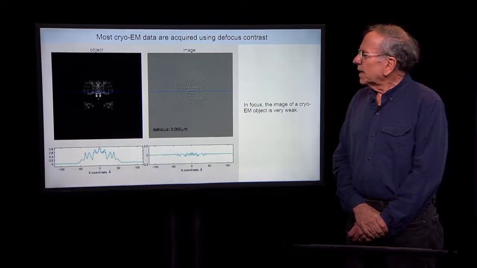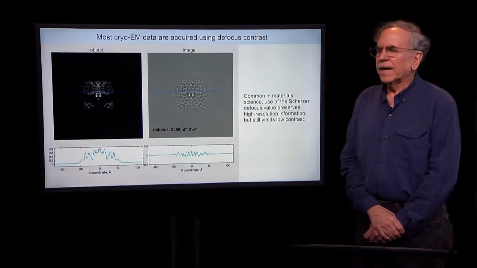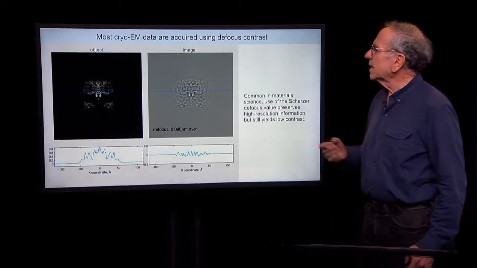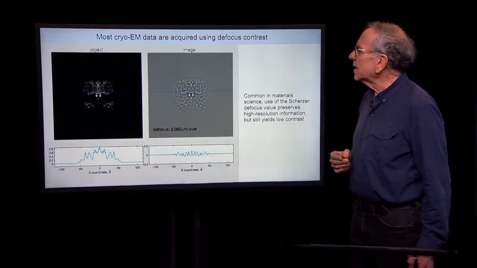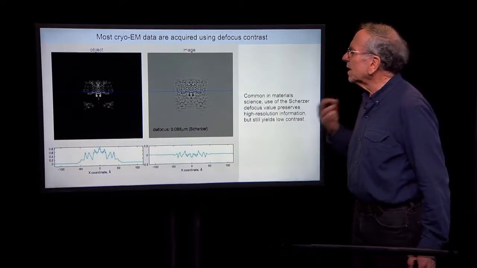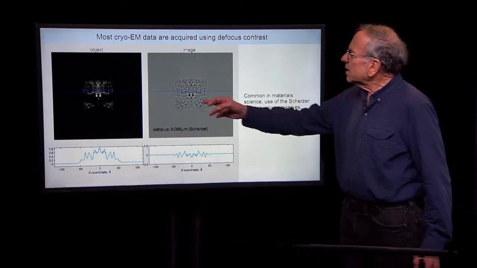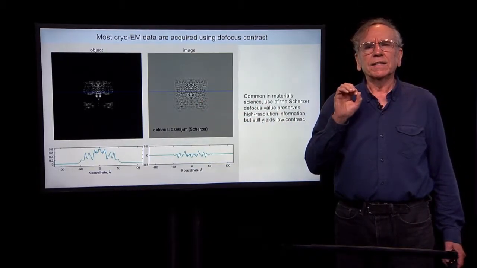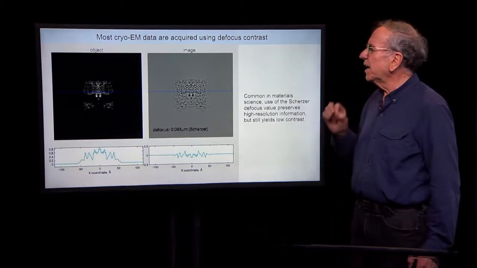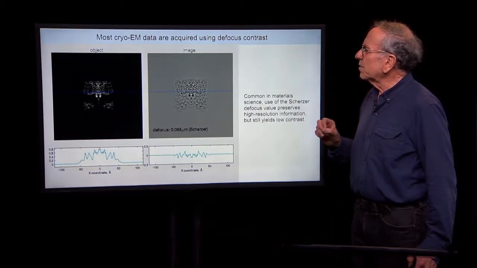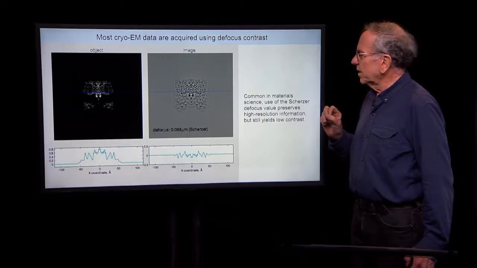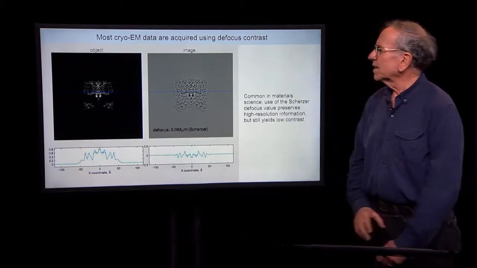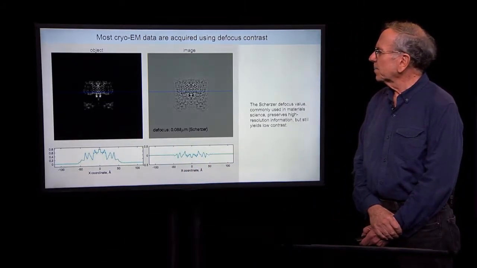People can get more and better contrast by defocusing the microscope. So if we go from, say, 90 nanometers over focus down to about 90 nanometers under focus, we get to a place where the materials science people like to work. That is a focus setting that preserves high-frequency information the best. It's called the Scherzer defocus, and you can see that even so, we get a fairly small amount of contrast.